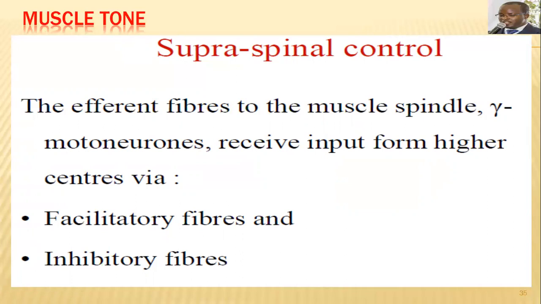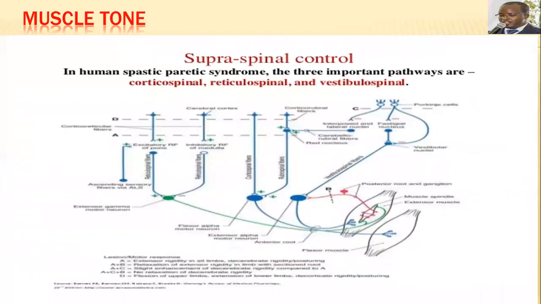And this input could be facilitatory fibers or inhibitory fibers. So this gamma motor neuron that is initiating the muscle tone mechanism can be stimulated or can be inhibited. So it can be facilitated by the facilitatory fibers, or it can be inhibited by the inhibitory fibers that are descending from the higher center. Mainly, these fibers are originating from the reticular formation.